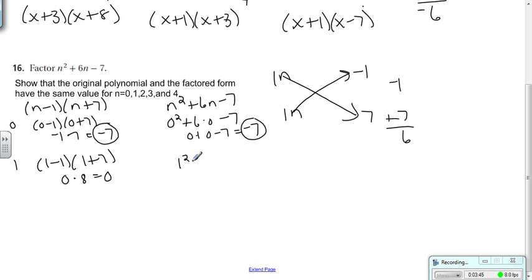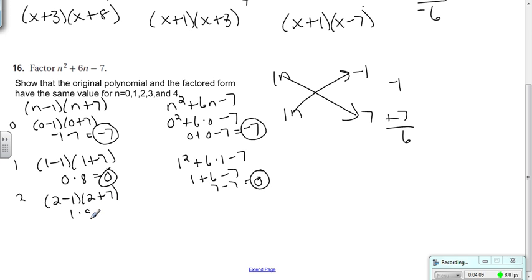Then I would do 1 squared plus 6 times 1 minus 7. So 1 times 1 is 1, 6 times 1 is 6. 1 plus 6 is 7, 7 minus 7 is 0. So I got 0 each time that time. If I plug in a 2, I'm going to have 2 minus 1 times 2 plus 7. So that's going to be 1 times 9, which is 9.